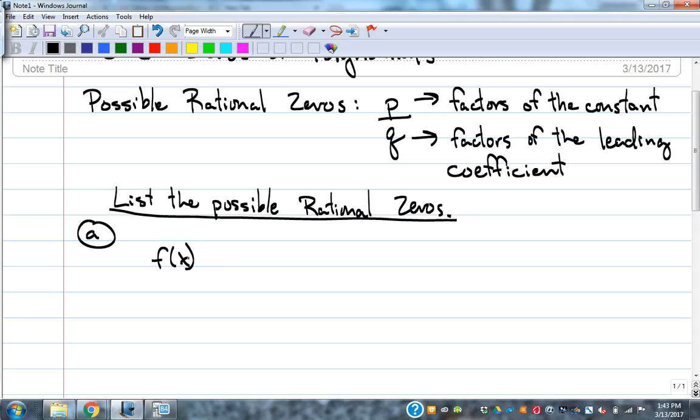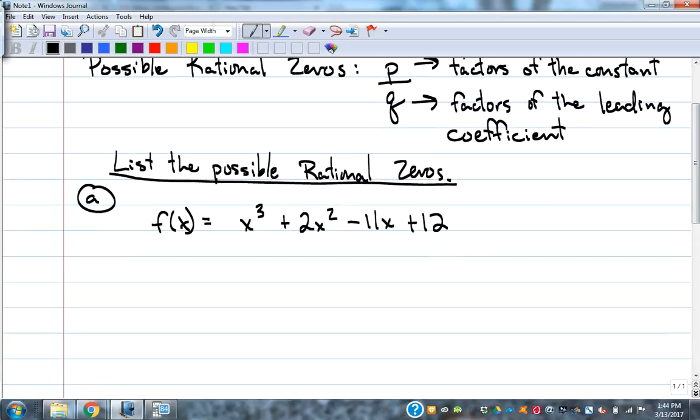For this particular polynomial function, x to the third plus 2x squared minus 11x plus 12, okay? What number is in front of x cubed? It's a 1. It's an understood 1 to be there. So that right there is our q. This is p. So when we're talking about p over q, if I say list your p over q, that's what I'm talking about. The factors of 12 over the factors of 1.